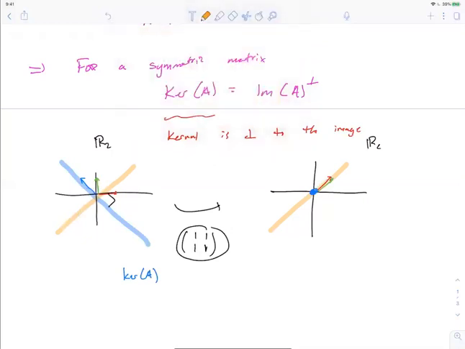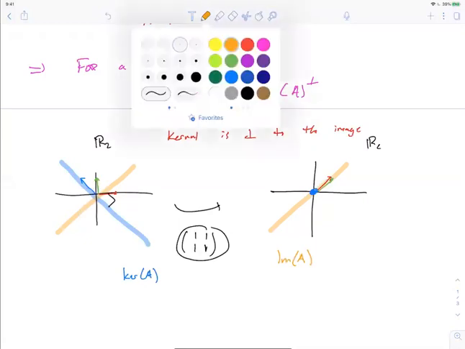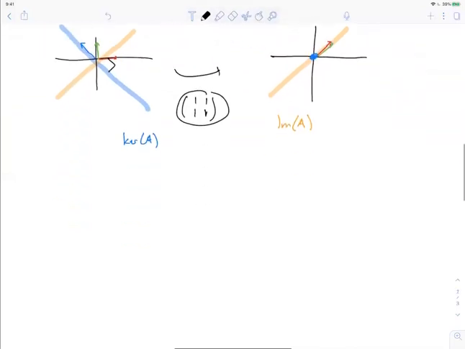So this is an example of why we care about this. Sorry, this is the image, and those two spaces are perpendicular. So the perpendicular space to the image is the kernel and vice versa, but only specifically for symmetric matrices. All right, so let's explain. Let's prove.